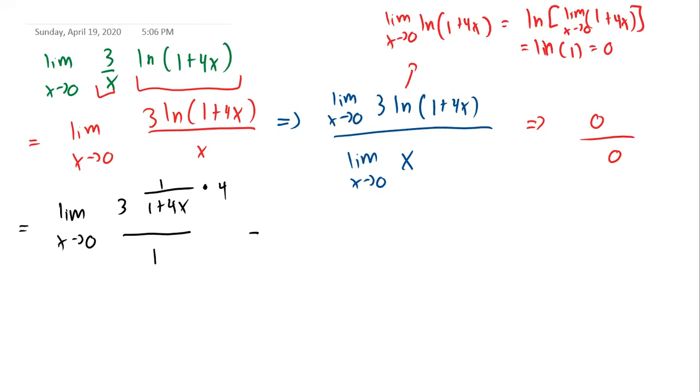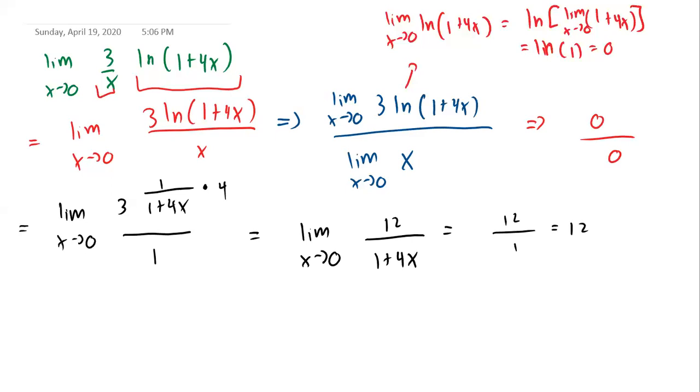So when you simplify all this, what are you left with? Well, the limit as x approaches 0 of 12 divided by 1 plus 4x. Because when we divide by 1, that's itself, so we can just get rid of that 1. And this you can evaluate directly. The limit of the top is 12. The limit of the bottom is 1. So this limit is 12.